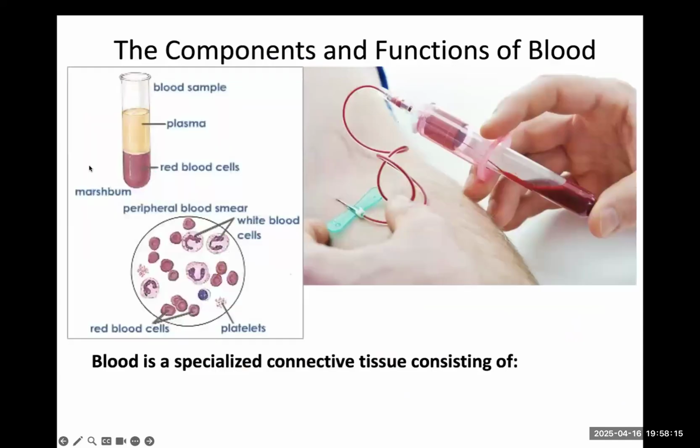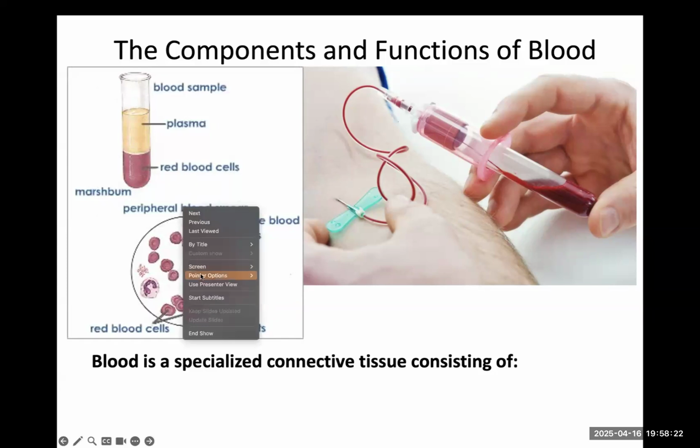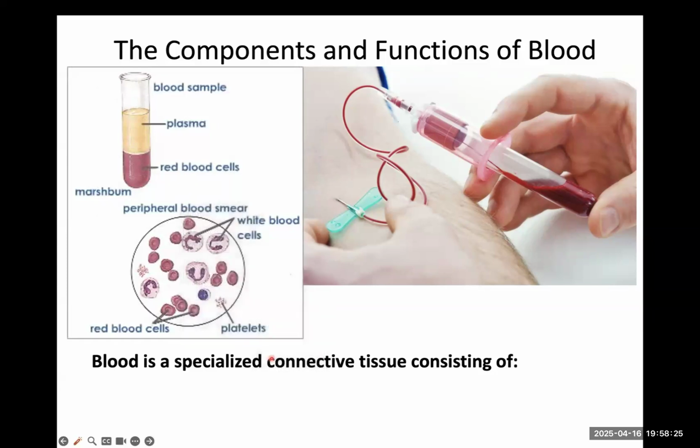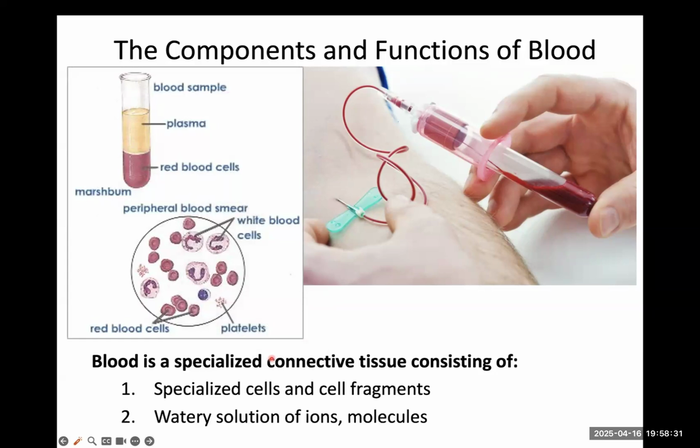Okay, so let's do this. So blood, there is a liquid part, and then there's going to be a solid part. This is a specialized type of connective tissue that consists of specialized cells and cell fragments, and there's a watery solution of ions and molecules. So it's a type of connective tissue, and we have 2 types of fluid, if you remember. There is blood, this is one of them, and then there's lymph fluid. Lymph fluid is the second type.